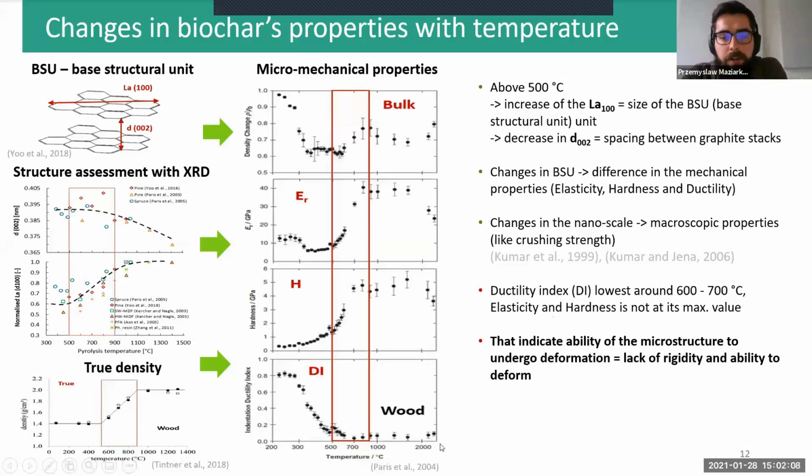In general, from the research made by Paris et al. from 2004, we can observe that at 600 to 700 degrees the ductility index is the lowest, while the elasticity and the hardness of the biochar structures do not reach their maximum value. That is a strong indicator that the carbonaceous microstructures can undergo deformation in this temperature region, which also translates to the lack of rigidity, the ability of the micropore structures to deform.